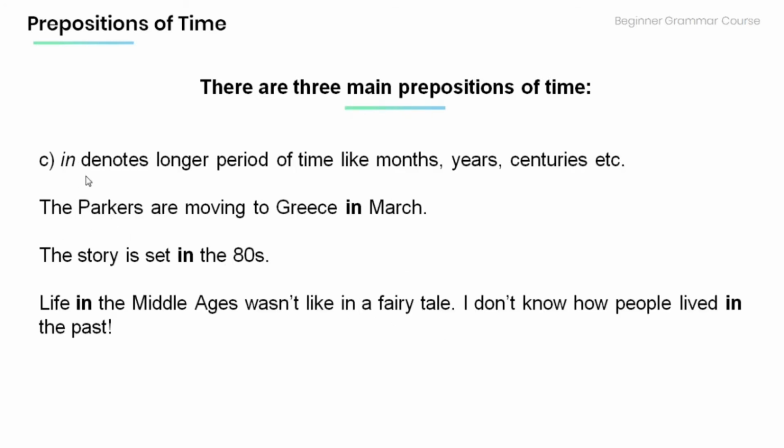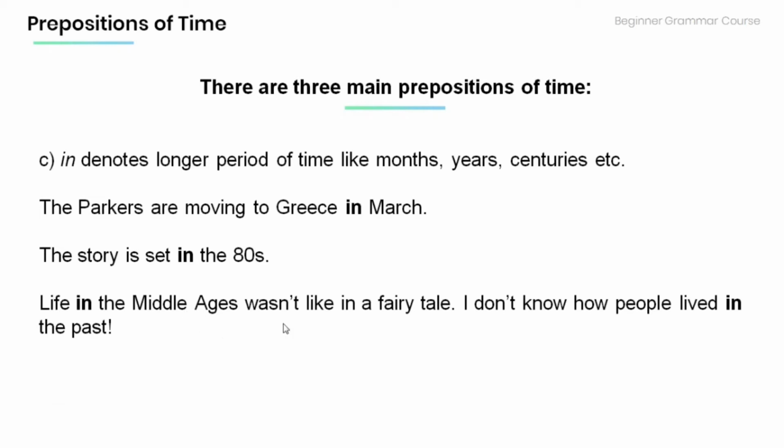C. In. In denotes longer periods of time like months, years, centuries, etc. Have a look at the examples below. The Parkers are moving to Greece in March. The preposition of time in is used to denote the month, March. And in the sentence, the story is set in the 80s. In is used to denote the century.